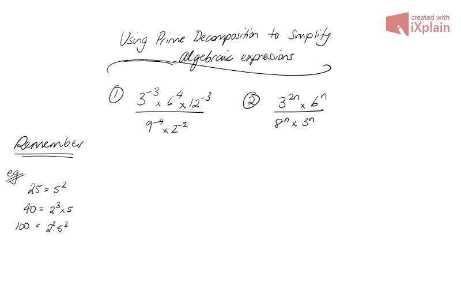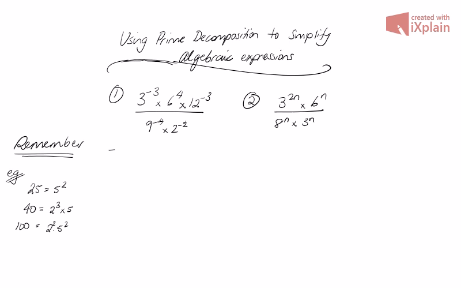So 25 breaks down into 5 squared. 40, you can write that in numerous ways, but every time you break it down, the smallest it goes is 2 to the power of 3 times 5. And 100 breaks down to 2 to the power of 2 times 5 squared. That's what we mean when we talk about prime decomposition: breaking numbers down into their smaller components, into their primes.